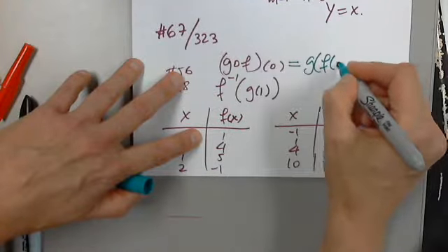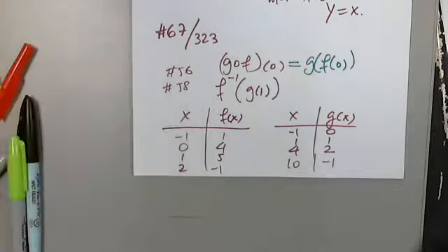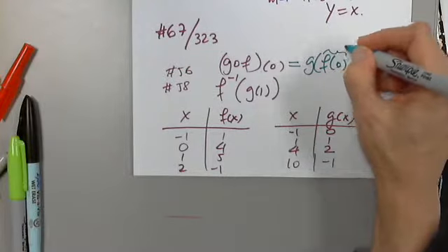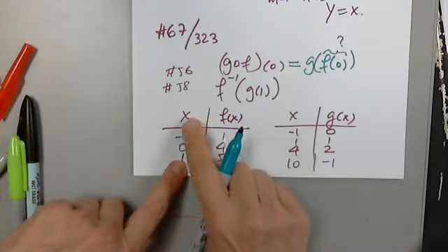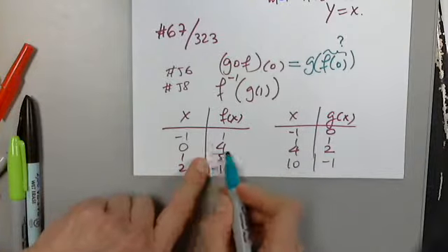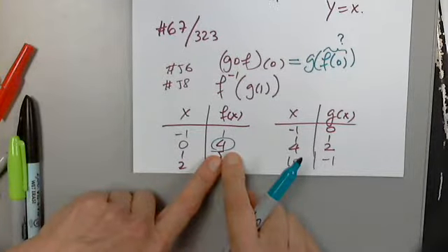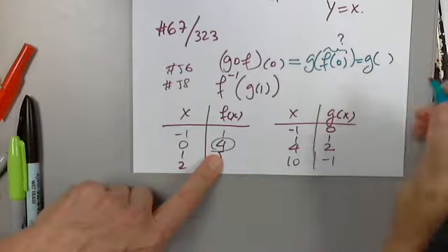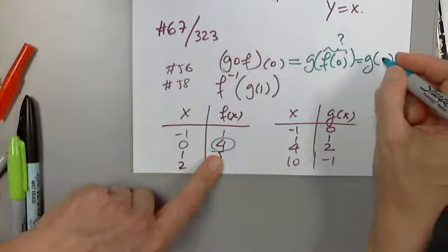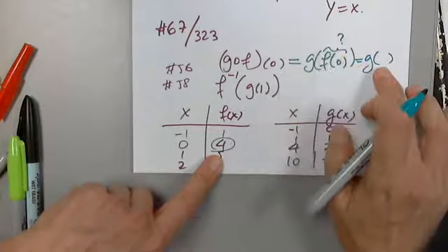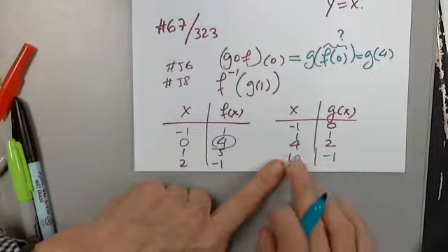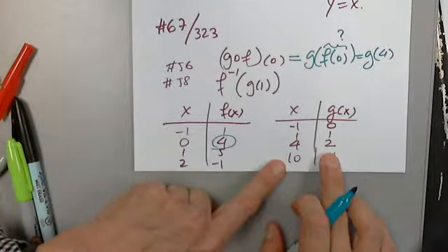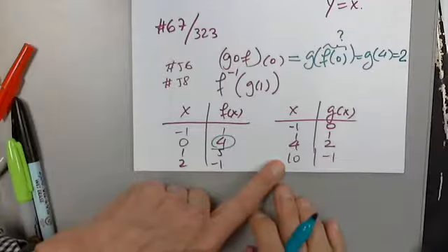G of F of 0. That's my starting point. I have to start with the inner function. How much is F of 0? 4. Do we all agree that F of 0 is 4? Agreed? Okay. So then this is G of, if this is 4, then this is G of 4. Good. So now let's look at G of 4. When X is 4, how much is G of 4? 2. Very good. So that's the answer.